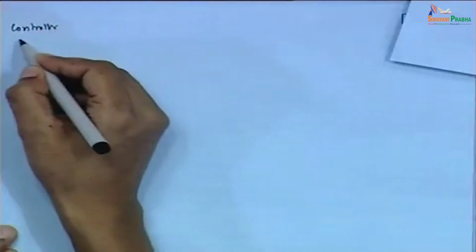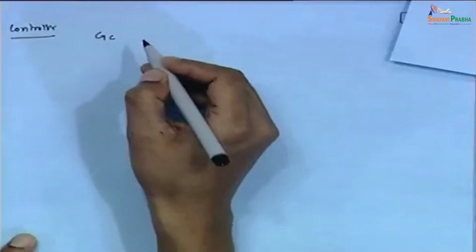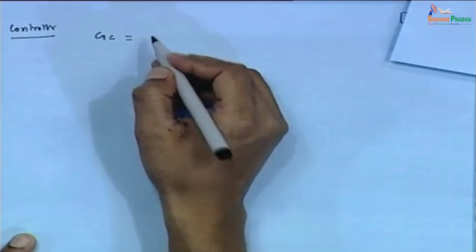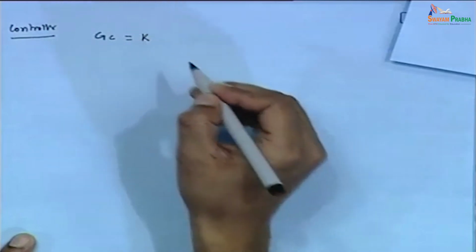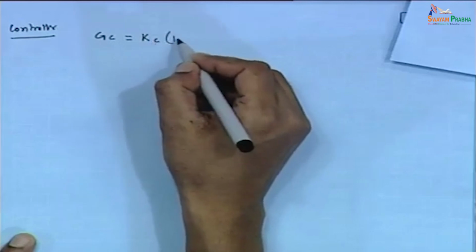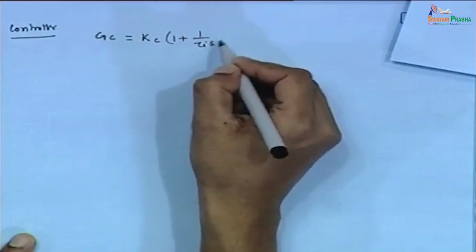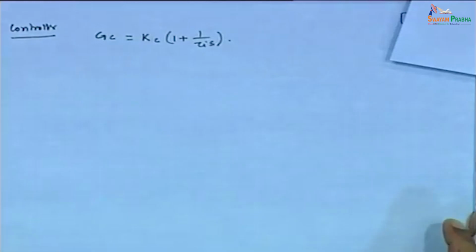Next element is the controller. We know the transfer function for P, PI, PID controllers. If we consider the PI controller, then the transfer function we can write as Gc equals Kc times 1 plus 1 divided by tau I s. So, for the example liquid level system, the PI controller transfer function takes this form.